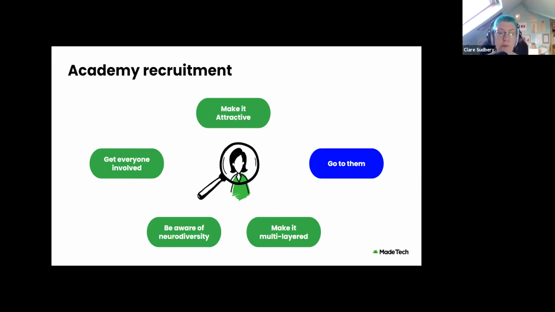And then the next principle that we follow is that we go to them. We don't wait for them to come to us. And part of that, again, is about the fact that we are deliberately trying to open out the industry to people who might not traditionally apply for a job in IT. So we're deliberately going to underrepresented groups. So we're going to organizations and groups that are specifically targeted at people who don't traditionally get involved in IT.